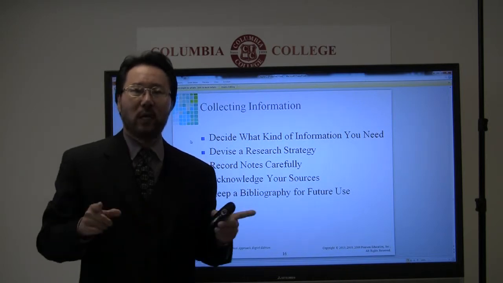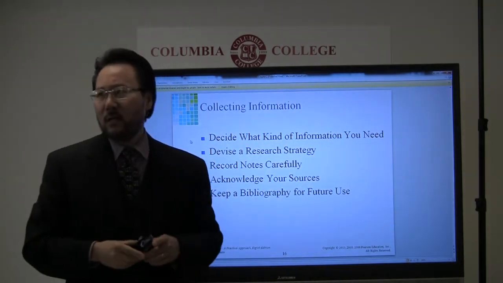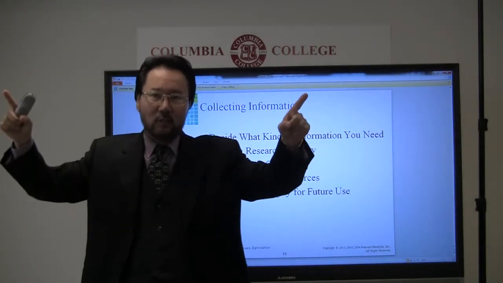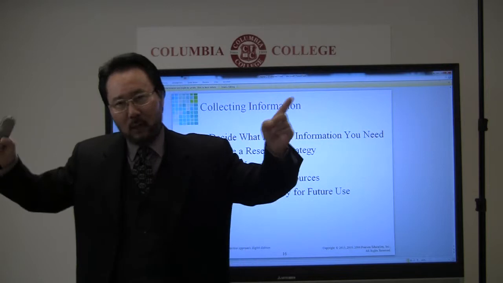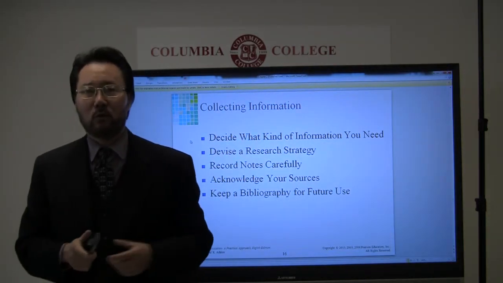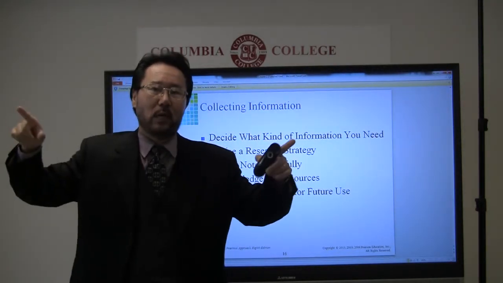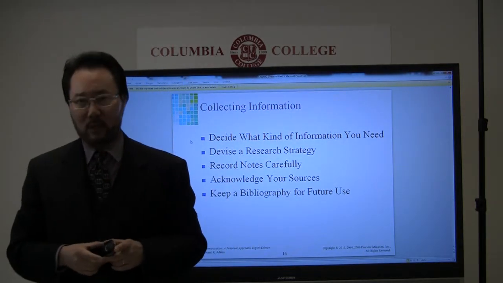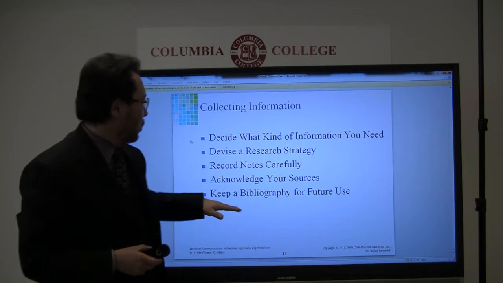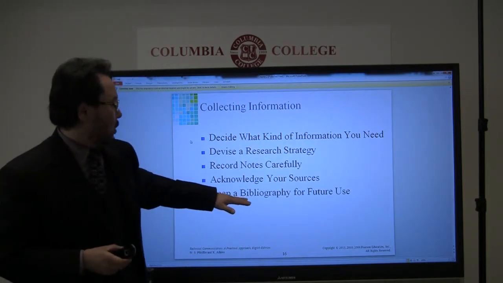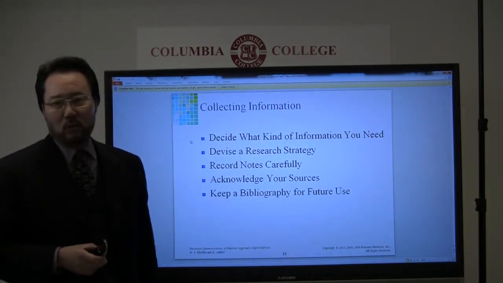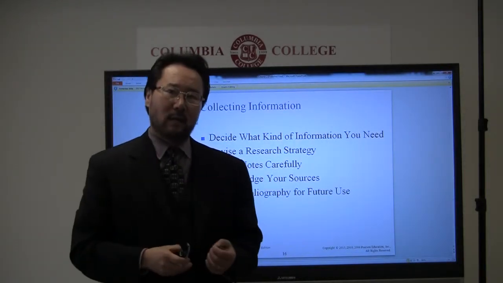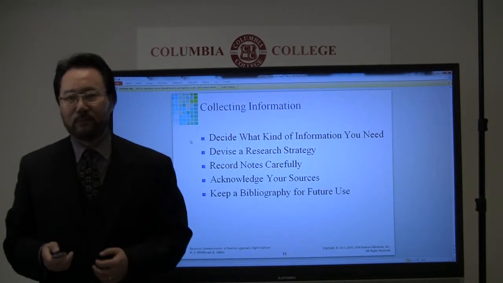If you found some information, like some quotation by Sam Walton of Walmart, you have to write that it is from Sam Walton of Walmart, and you have to write which newspaper, which magazine, which book that quotation is from. Then also keep a bibliography for future use. So you can use those data anywhere in the future.